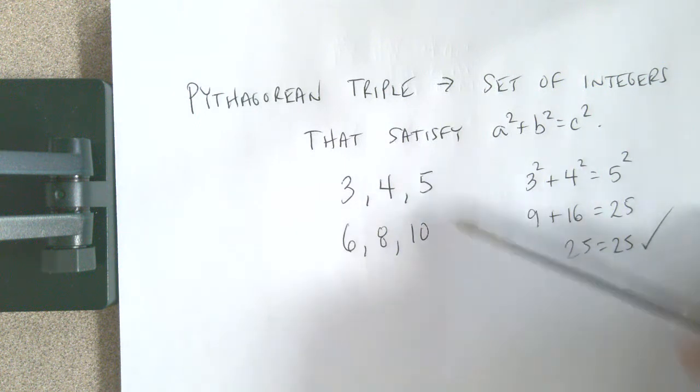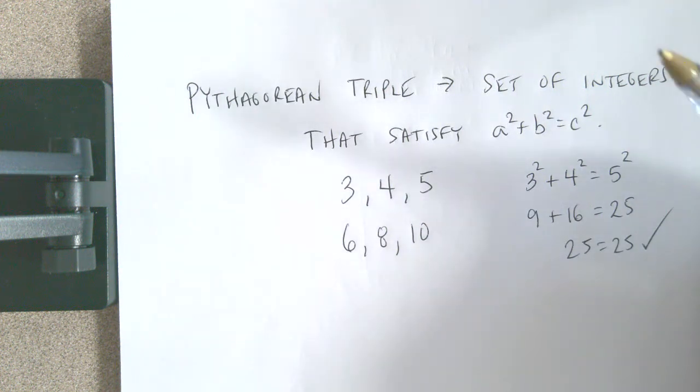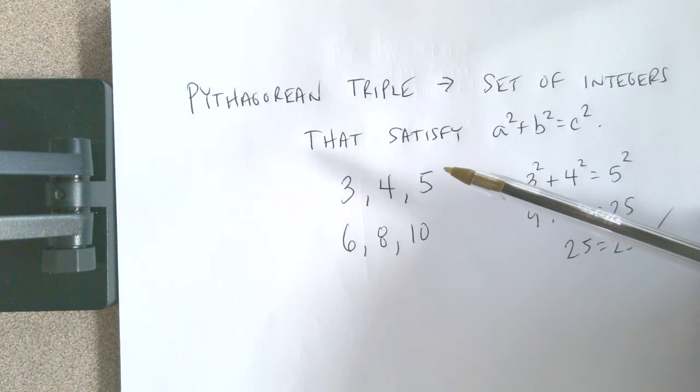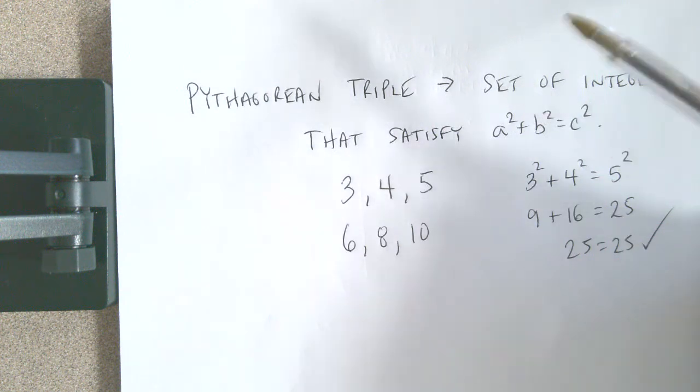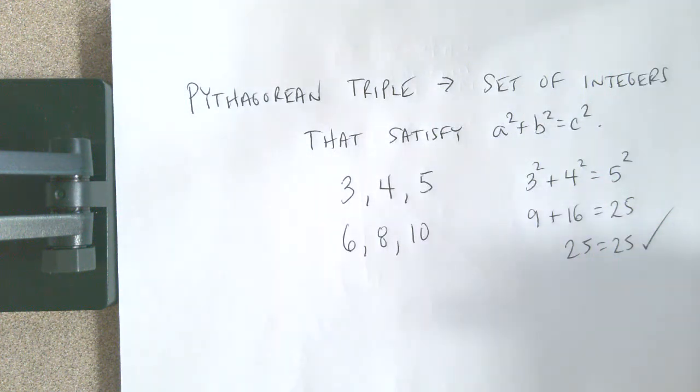Okay. Again, this would not be something that I'm asking you to memorize. It's just something that you should be able to check. So if we would give you three numbers and say, is this a Pythagorean triple? Well, if the three numbers are whole numbers, and if you plug it into a squared plus b squared equals c squared and it works, then you know it's a Pythagorean triple.